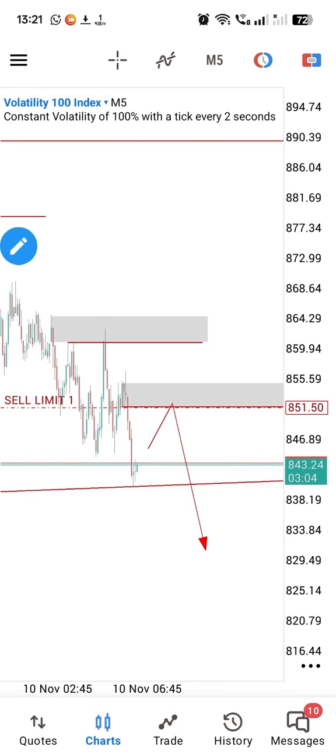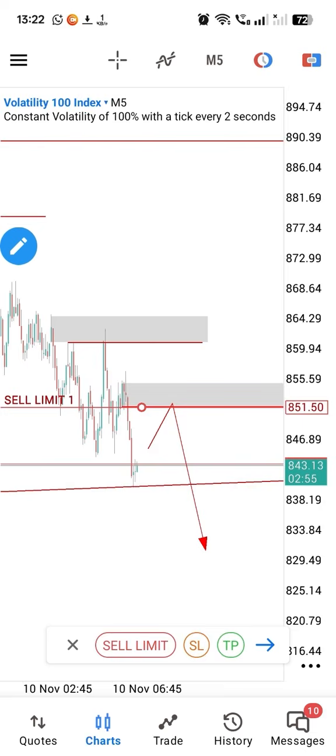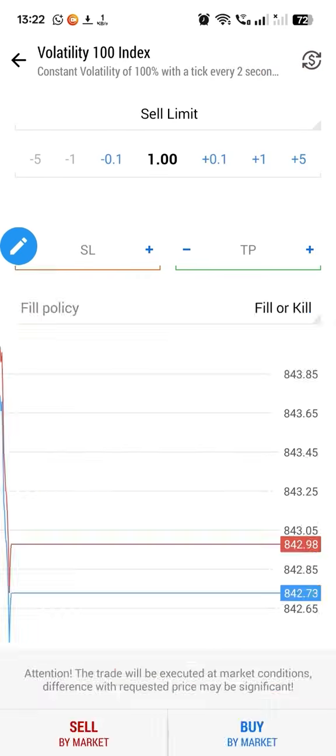So with 100 USD, and this is VIX 100, I decided to place 10 positions, or 10 one lot sizes, on that 5-minute order block, and yeah, we'll see what happens.